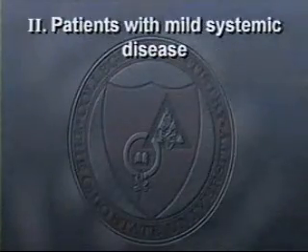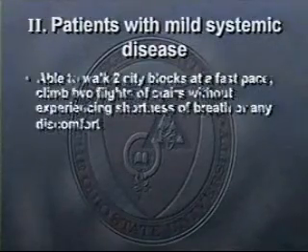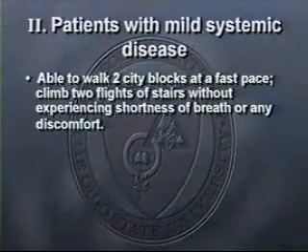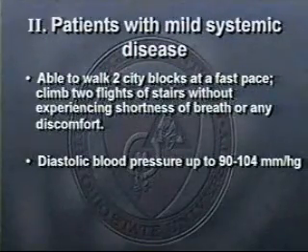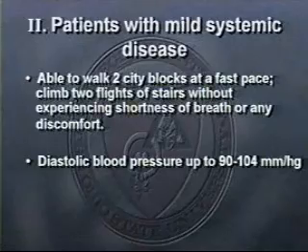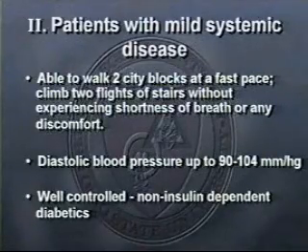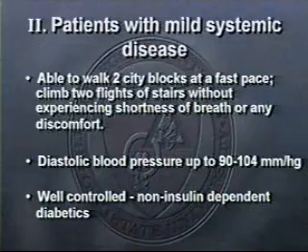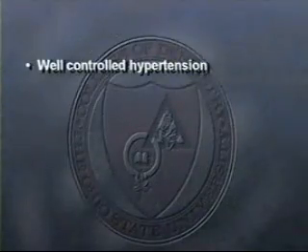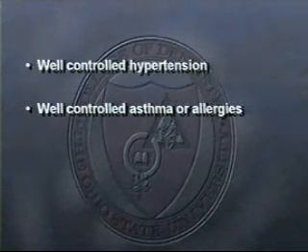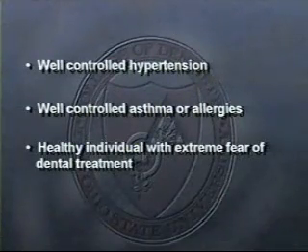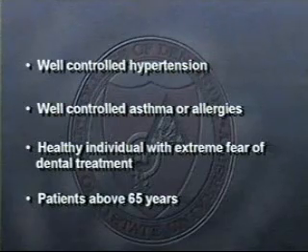ASA2, patients with mild systemic disease should be able to walk 2 city blocks at a fast pace or climb 2 flights of stairs without experiencing shortness of breath or any discomfort. Their diastolic blood pressure should be within the range of 90 to 104. Other patients in this category would include well-controlled non-insulin dependent diabetics, well-controlled hypertension, and patients with controlled asthma or allergies. ASA2 also includes healthy individuals with extreme fear of dental treatment and patients older than 65 years of age.